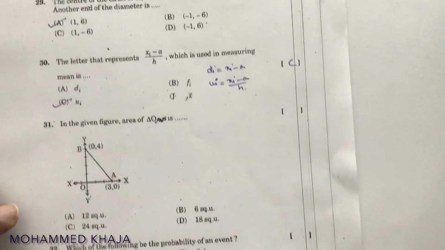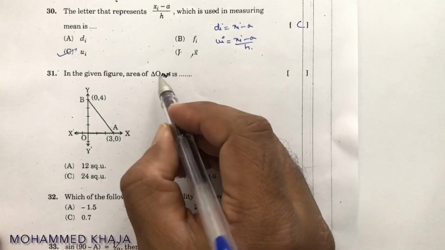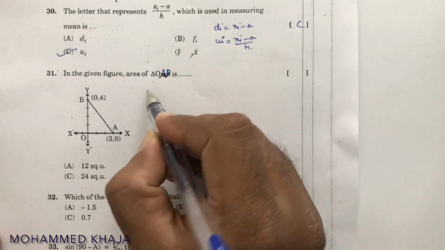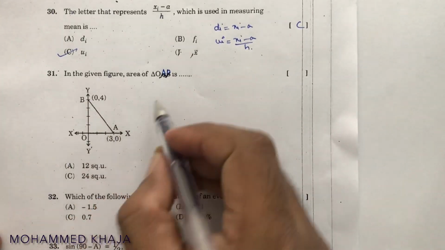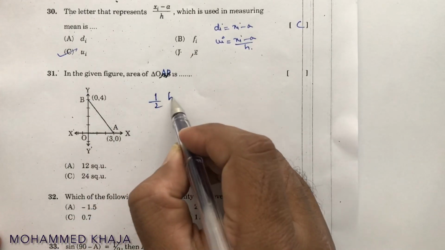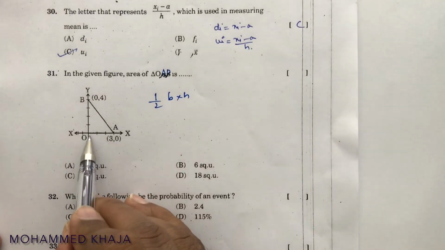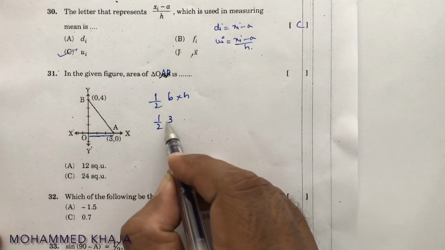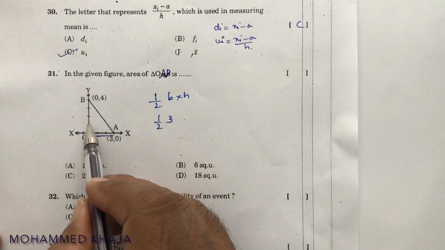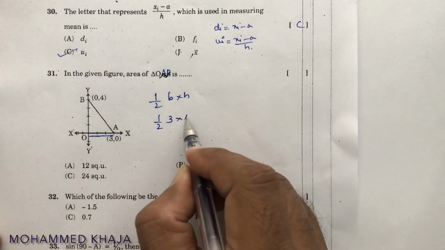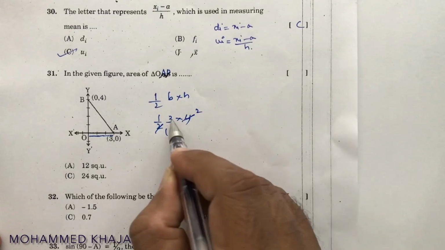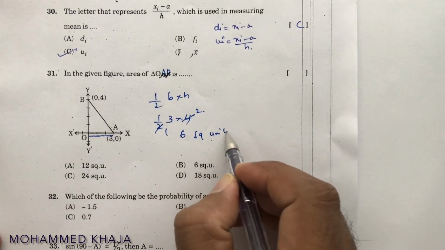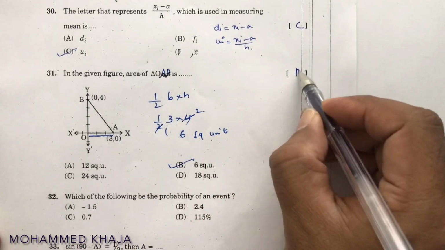Next one. Area of triangle OAB. So here, the area of a triangle formula is half base into height. You can take this 3 units as base, and here the value is 4, so 1, 2, 3, 4 units as height. Half into 3 into 4 is 6 square units. So the correct option is B.